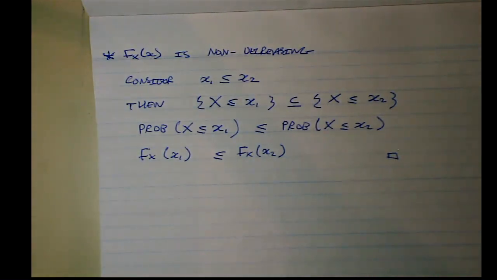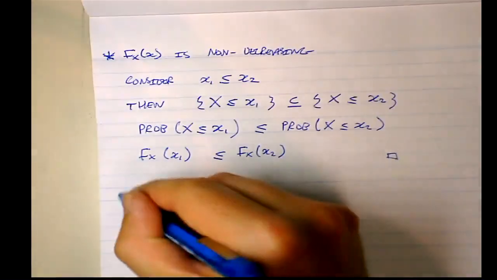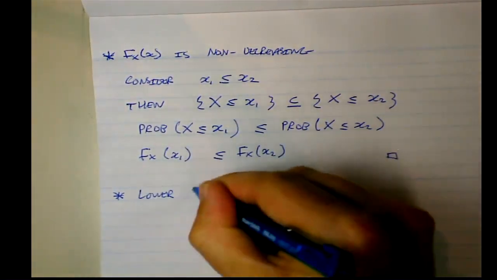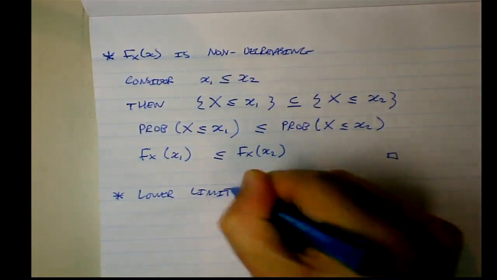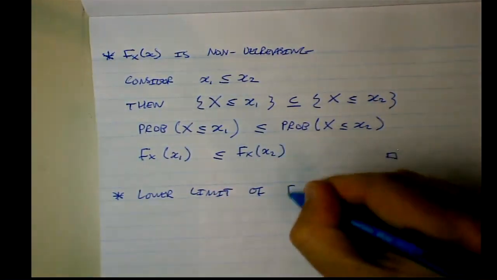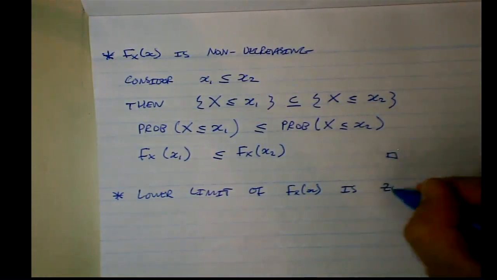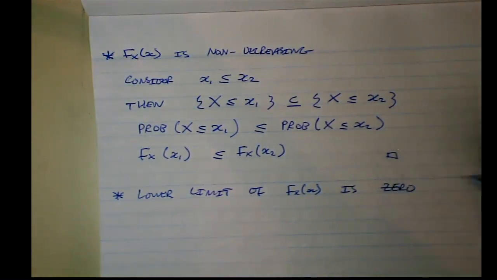Hopefully that's quite straightforward. Let us now show that the lower limit of F_X(x) is 0. Here we're going to use continuity of probability. That's why I derived it earlier.